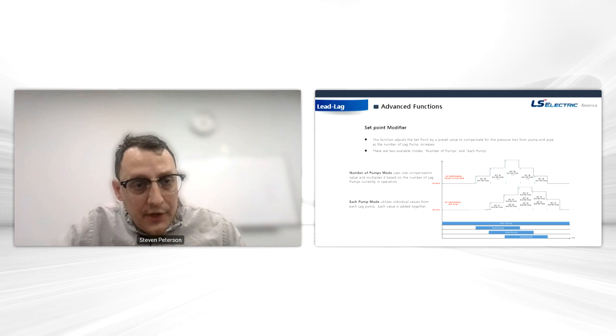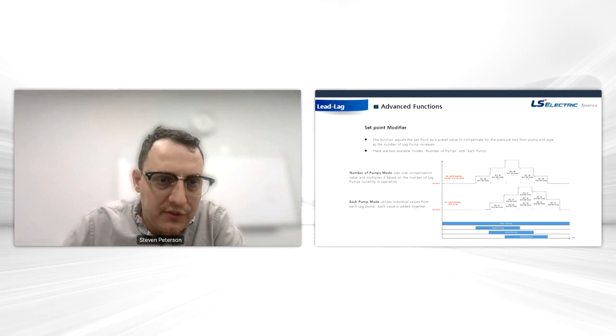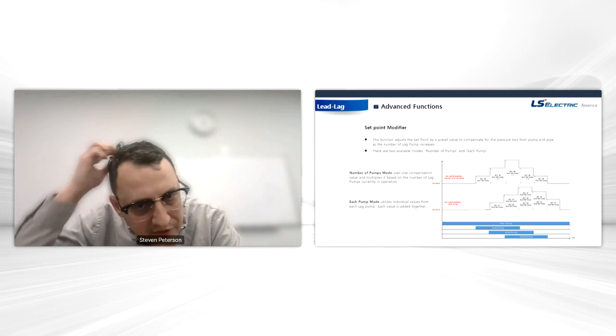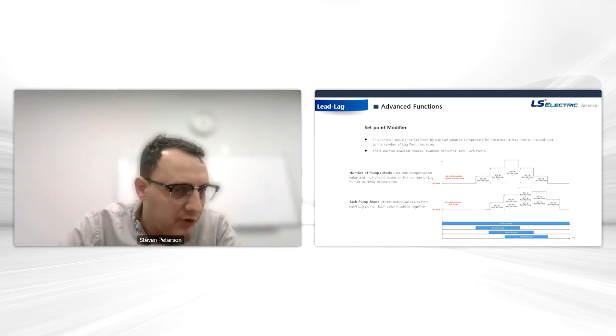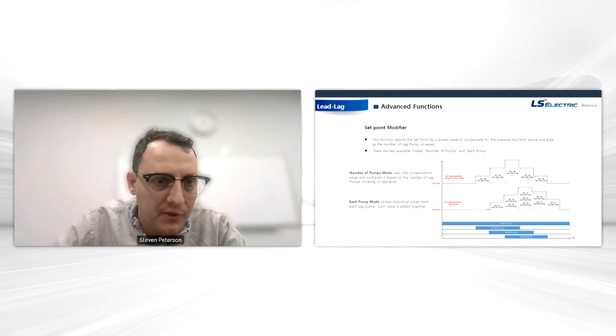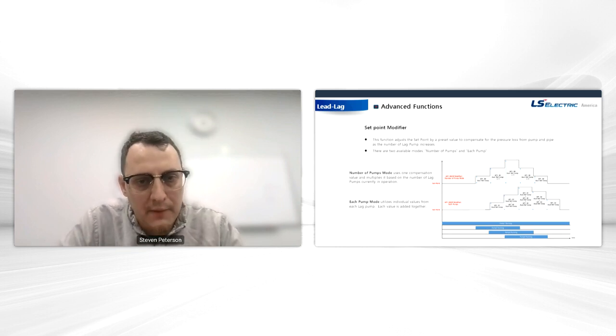And this is another one, which is the set point modifier. Exactly as it sounds, it modifies the set point. There are actually 2 different modes here. The main intention is that you have your set point, let's say it's 60 psi, and it's going to compensate that set point. It'll probably add to compensate for a pressure loss within the pumping system, or the length of the pipe, depending on how many pumps are coming onto the system. As I mentioned, there are 2 different modes: set point modifier based on number of pumps, and then based on each pump.